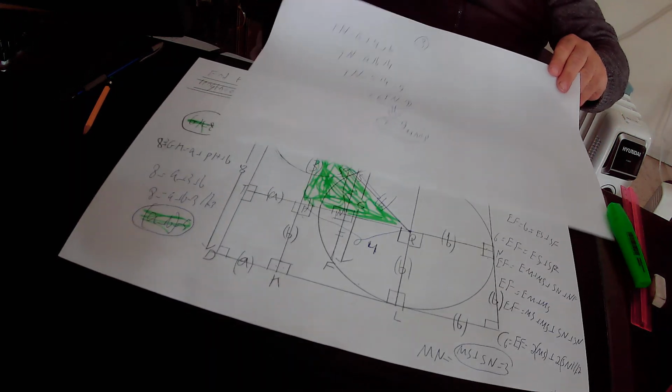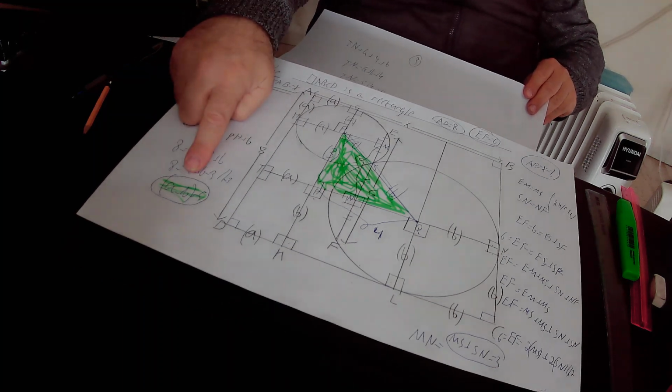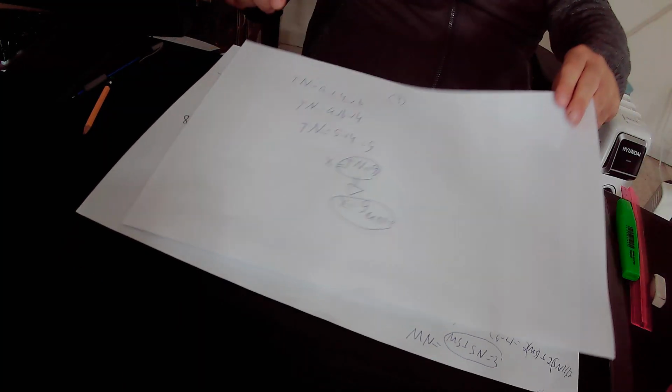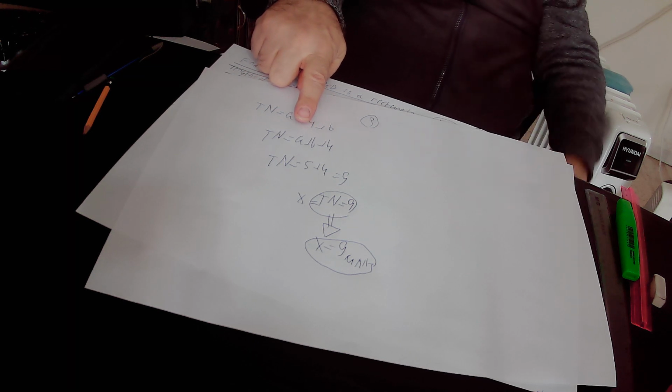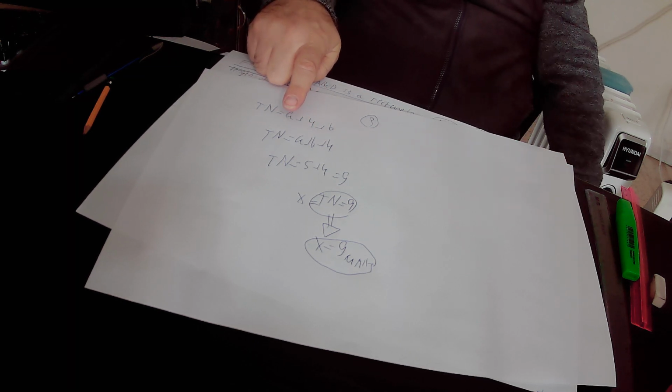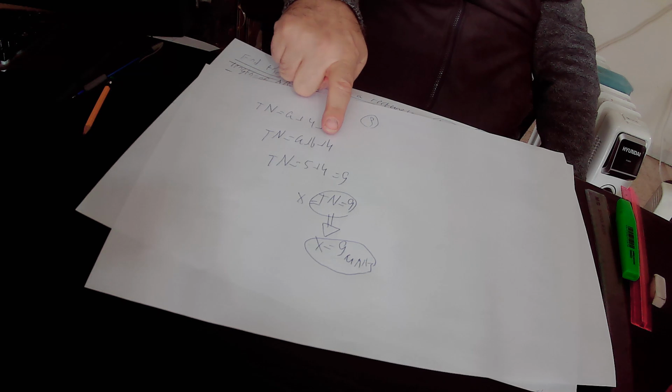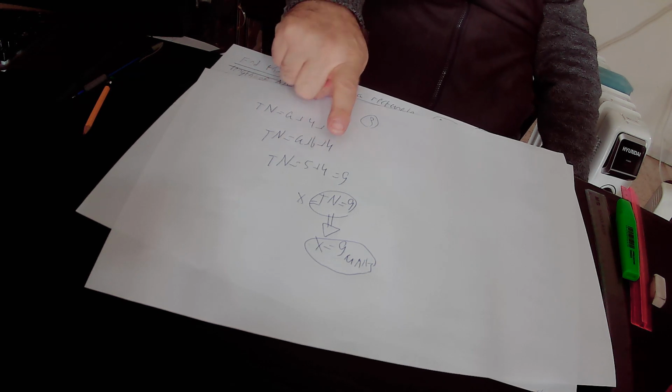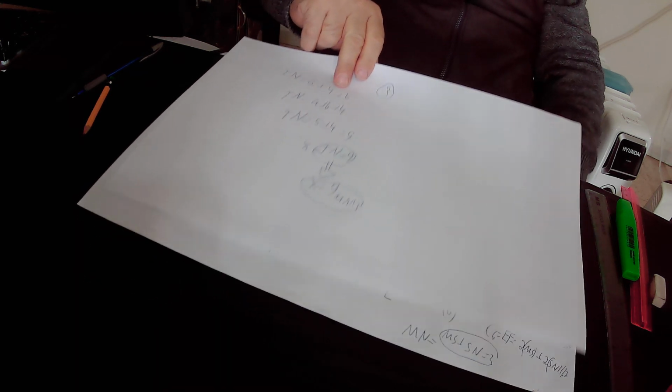And we already found out that A plus B equals 5. So we can substitute A plus B in this equation by 5. So TN equals 5 plus 4, that is 9. So TN equals 9.